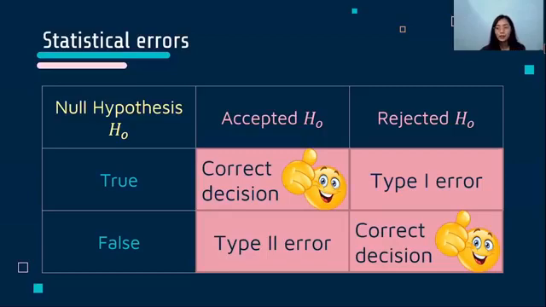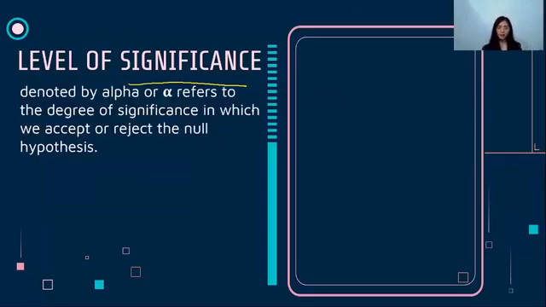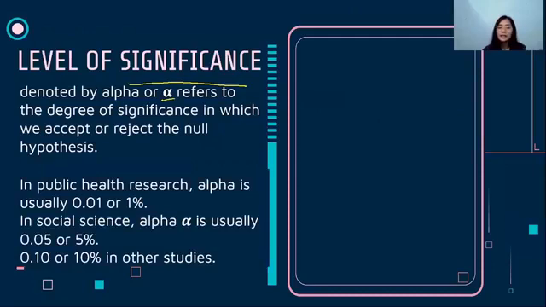Now let's have the continuation of our discussion. In the next slide, we have the level of significance. Significance is defined as the quality of being statistically significant. The level of significance, denoted by alpha, refers to the degree of significance at which we accept or reject the null hypothesis. Additional information: in public health research, the alpha is usually 0.01 or 1%.